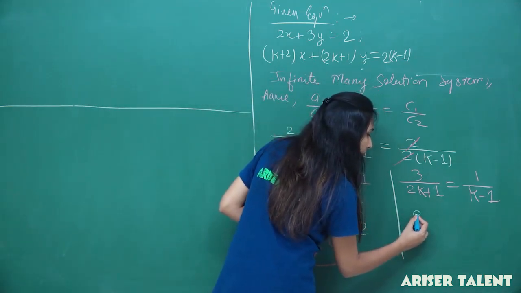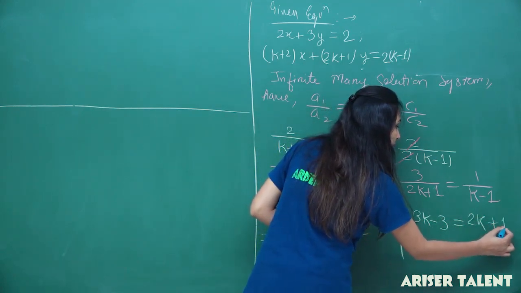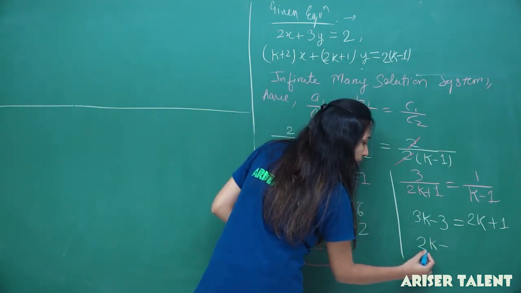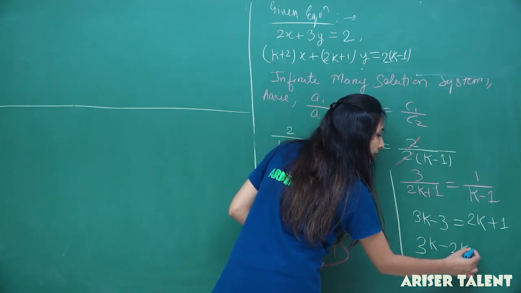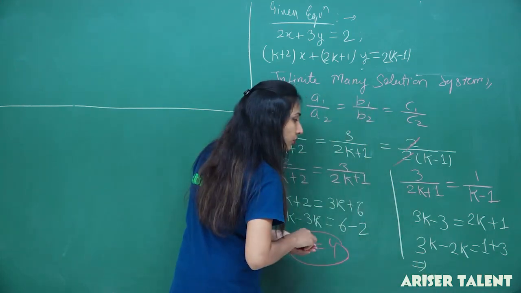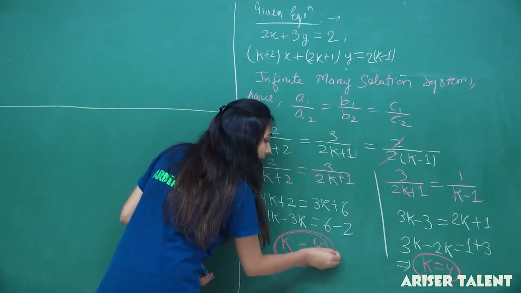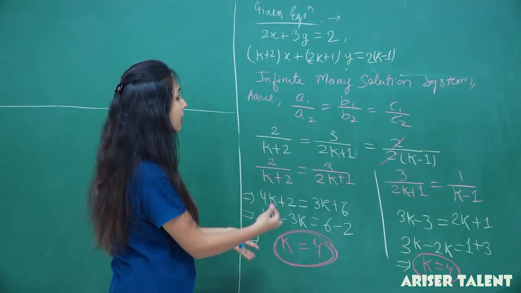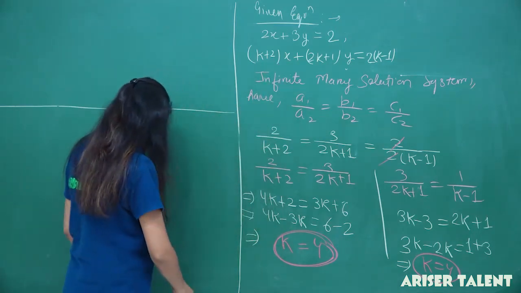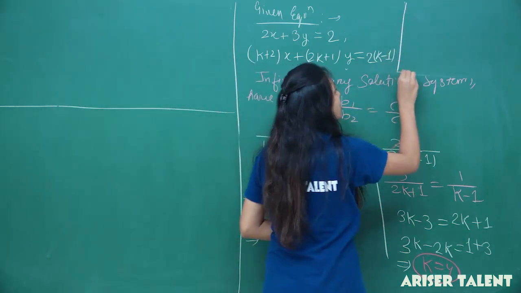Is it true for the other pair? Have a look. 3k minus 3 equals 2k plus 1. That will give you 3k minus 2k equals 1 plus 3, so k equals 4 again. Two times you have confirmed that k equals 4, so why wait this long? You can just check whether you have calculated everything right or wrong. So here is the checkpoint.